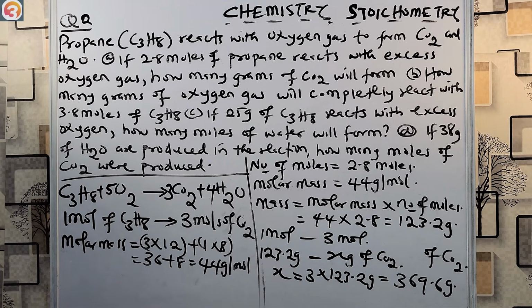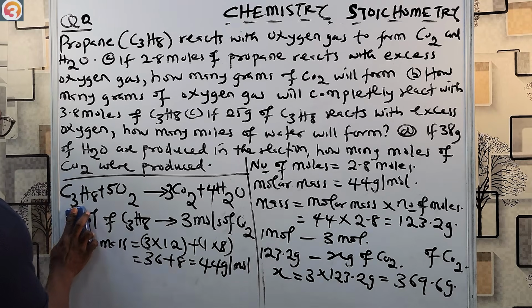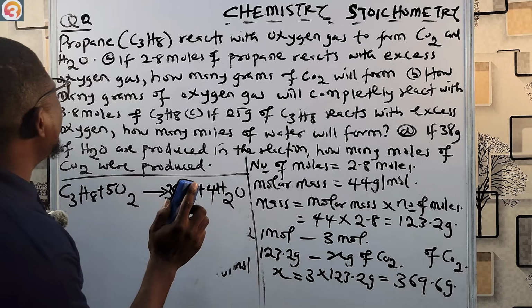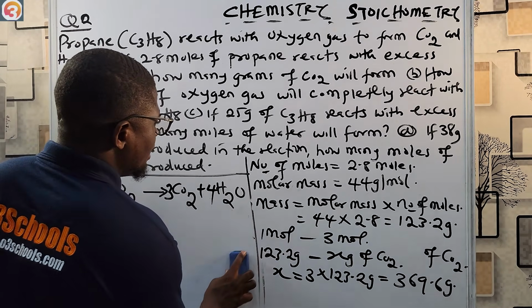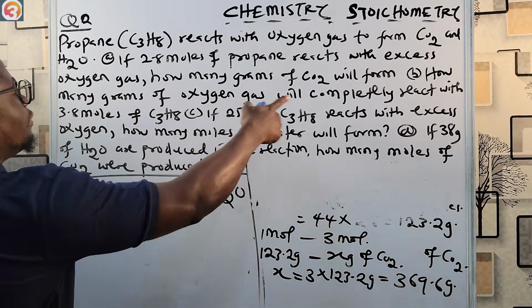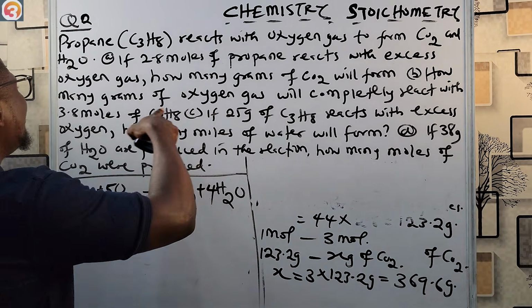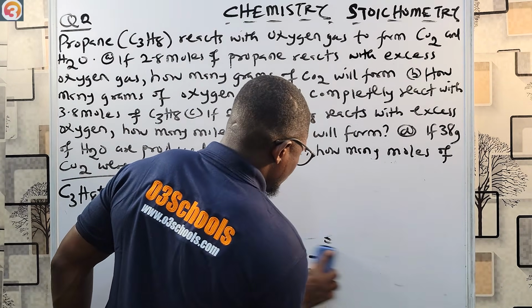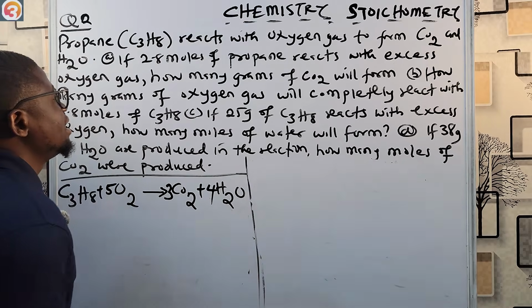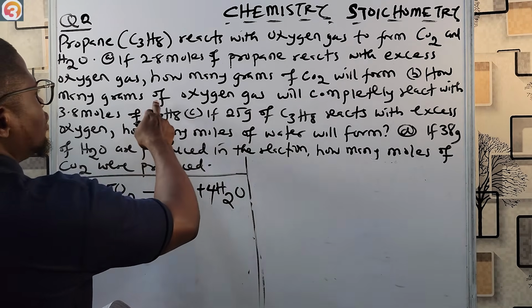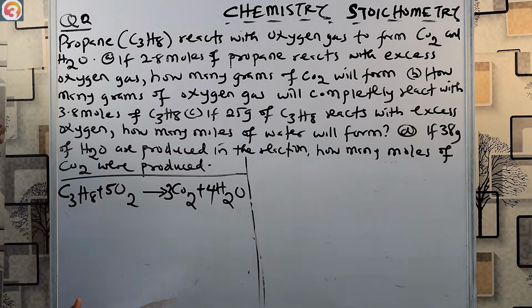Now, we have done this first part. Let's go to the second part. The second part says, how many grams of oxygen? We're looking for grams now. How many grams of oxygen will completely react with 3.8 moles of C3H8? Now, how many grams of oxygen react completely with 3.8 moles of C3H8?